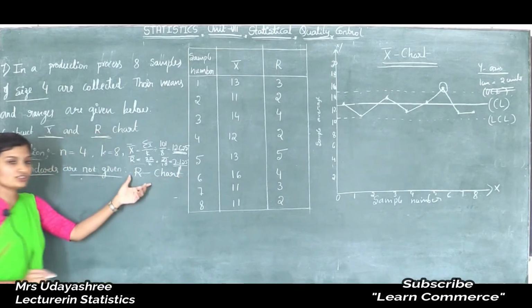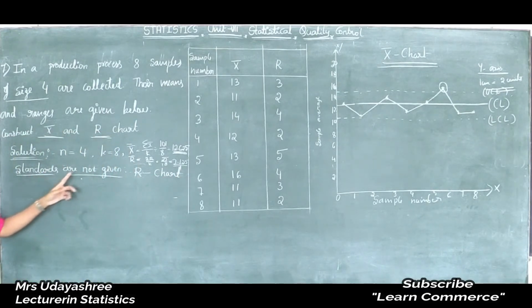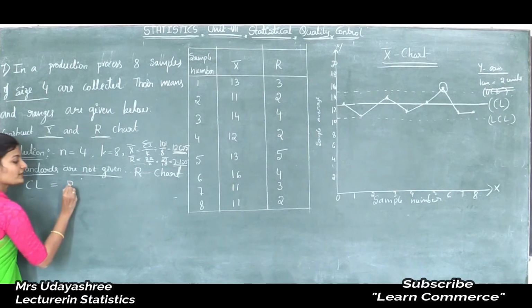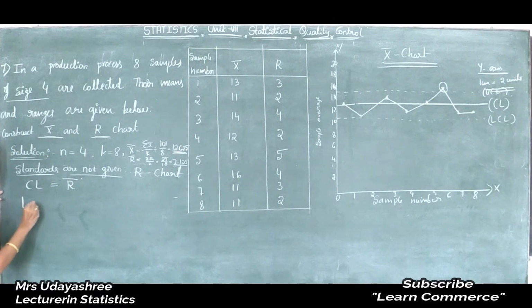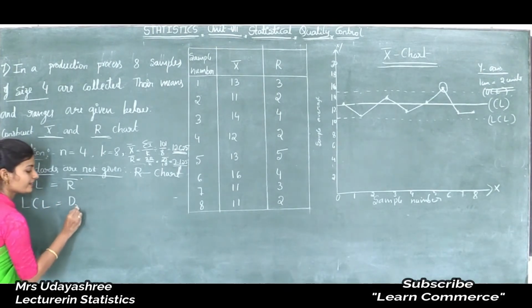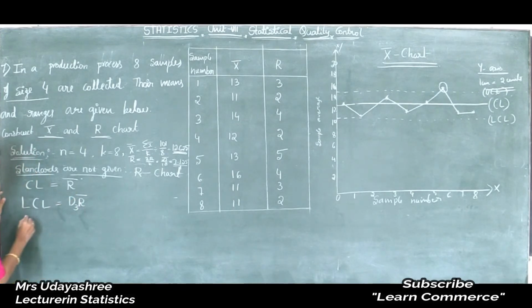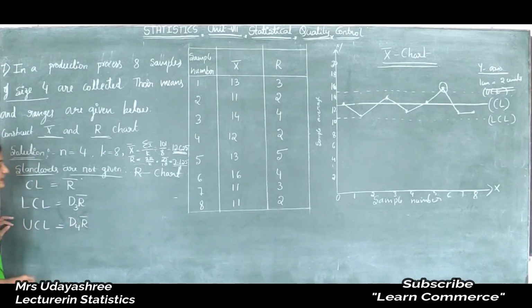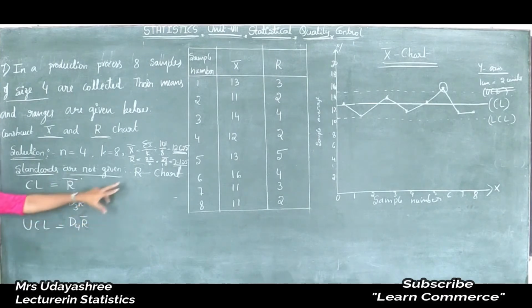So here, for the R chart, when standards are not given, how to find the central line? Using the formula R bar. Then to calculate the lower control limit, the formula is D3 R bar. Then to calculate the upper control limit for the R chart, when standards are not given, the formula is D4 R bar. These are the control limits for the R chart.